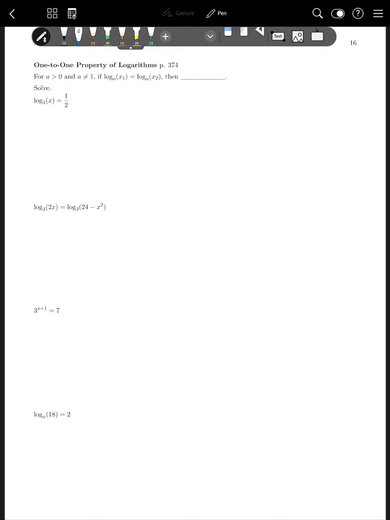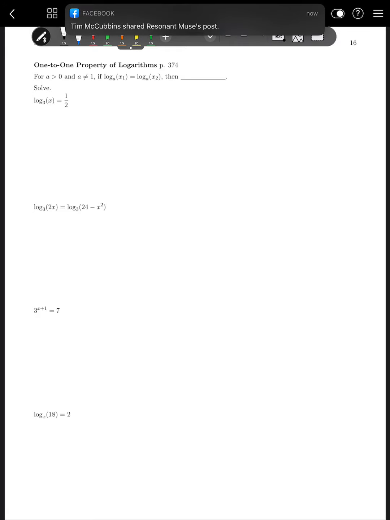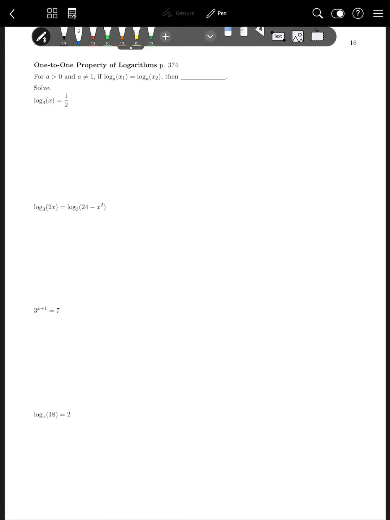Okay, so now that we've talked about how to deal with a lot of these things, now we want to talk about how to use the one-to-one property for logarithms to solve equations. Okay, and some of our other methods. So this is going to open a whole new toolbox of how to solve equations using this idea of logarithms.